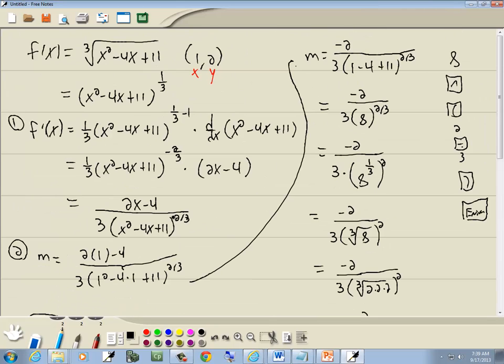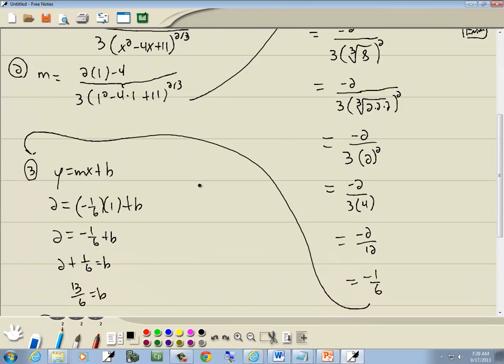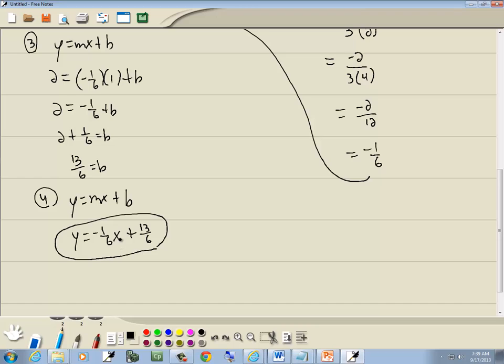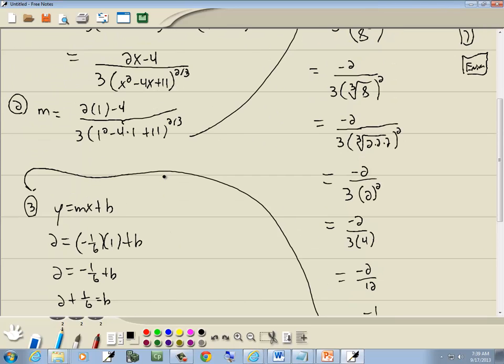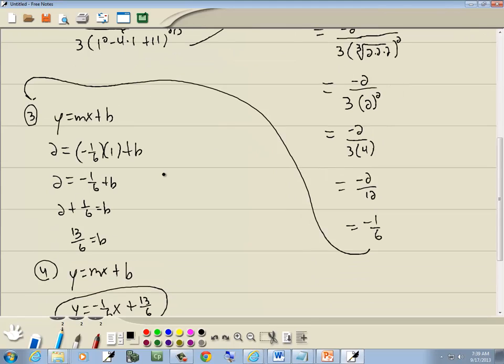Now let me do a quick check on my math. We've got (1, 2). If I put 1 in for the x, negative 1/6 times 1 is negative 1/6, plus 13/6 is 12/6. 12 divided by 6 is 2. So that part checks. Now that doesn't check your entire problem, but that at least checks the last 3 steps.